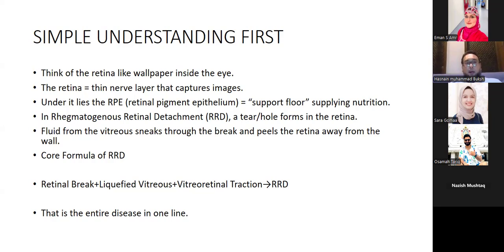So there are three things very important to understand in rhegmatogenous retinal detachment. The first one is the retina itself, which is attached from its inside with the vitreous and from its outside with the retinal pigment epithelium. These three structures are very important for rhegmatogenous retinal detachment to be completely understood and to follow the course of the disease and the treatment.